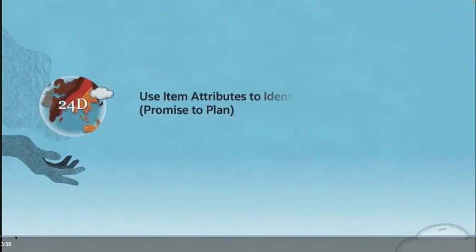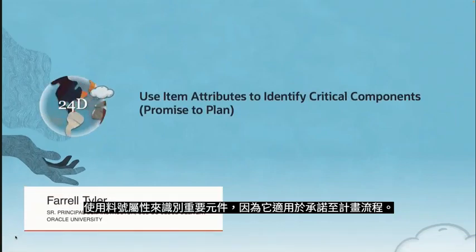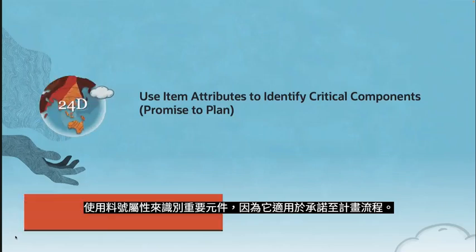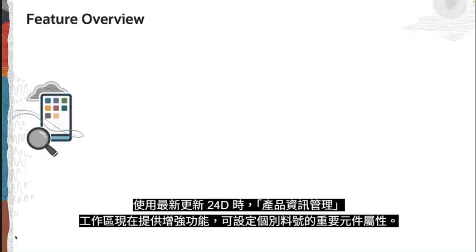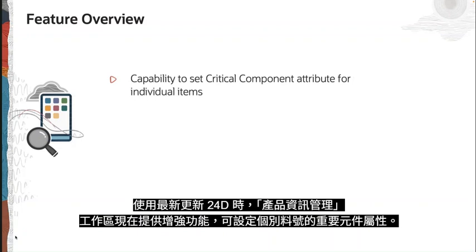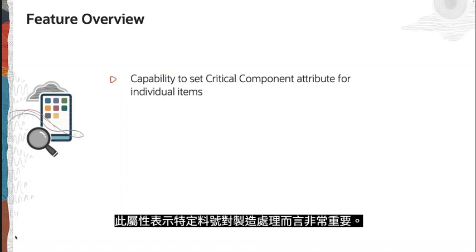Use item attributes to identify critical components as it applies to the promise-to-plan flow. With the latest update 24D, the Product Information Management work area now offers an enhanced feature, the ability to set the critical component attribute for individual items. This attribute signifies that a particular item is critical in the manufacturing process.